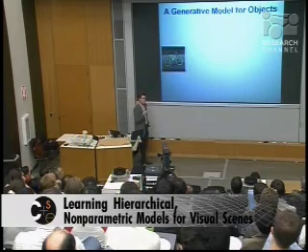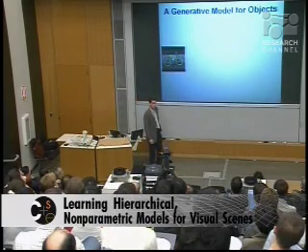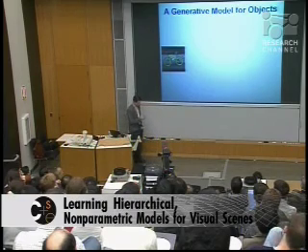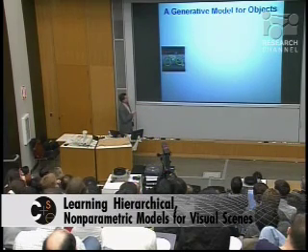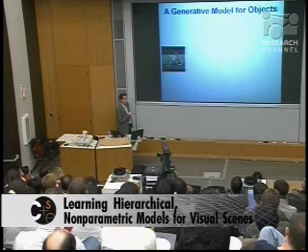So I'm going to begin by describing a very simple generative model for objects, and then elaborate on that. We think of an object as a set of parts. In this case, there might be a simple 3-part model for a bicycle category.